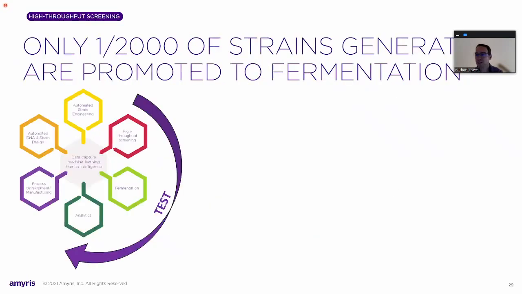So I'd like to take just a little bit more time to dive more into the science of high throughput screening because it's quite complex. In high throughput screening, only 1/2000th of the strains that are generated from the sources that Kirsten spoke of are promoted to fermentation. And the technology in this field is moving very rapidly. So I'd like to just dive in a bit deeper there.